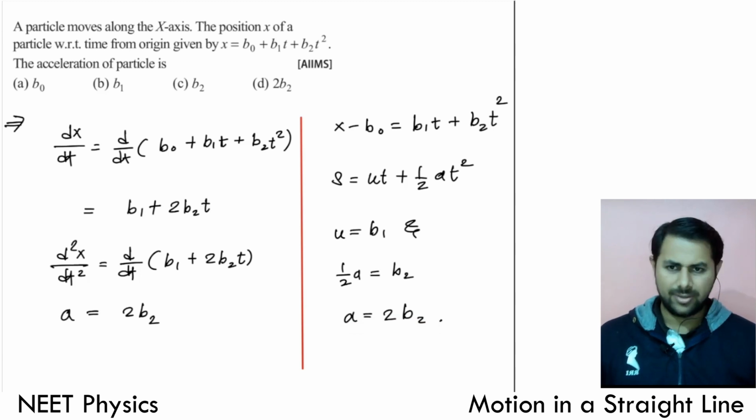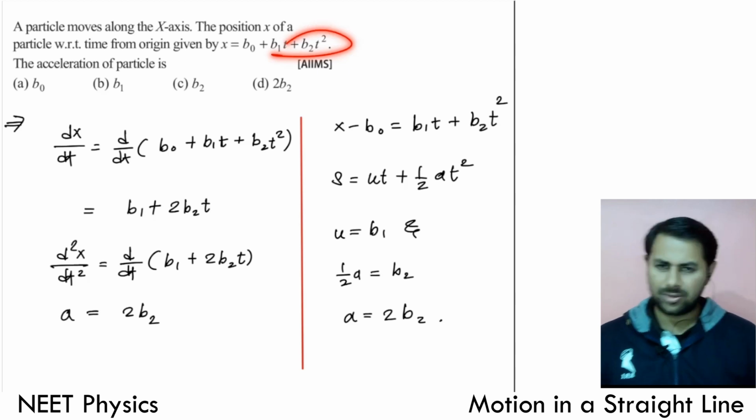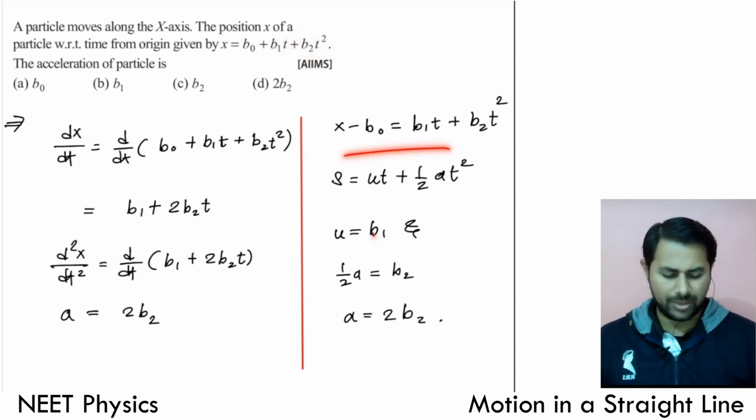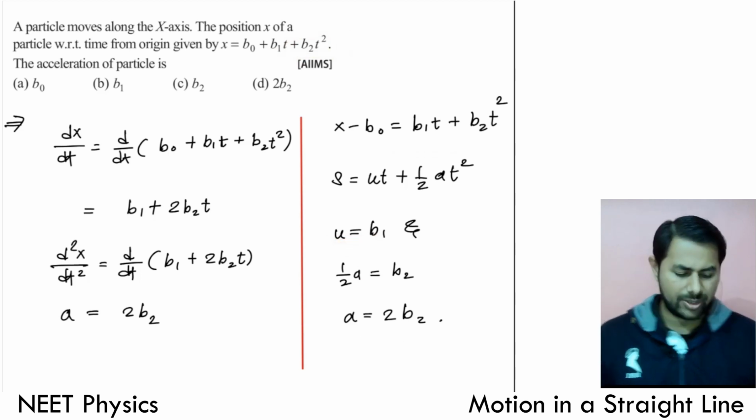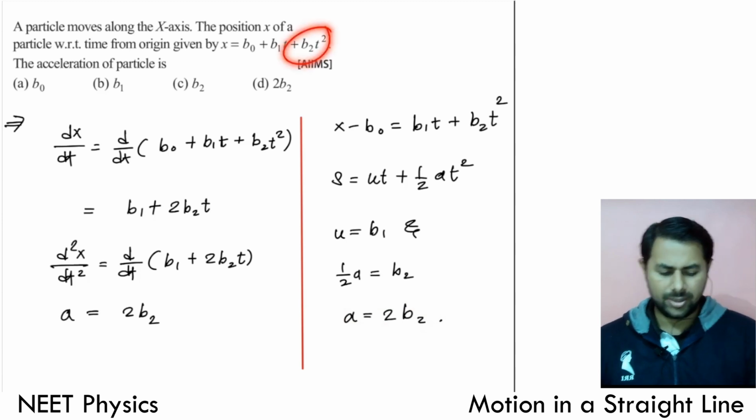Okay, so you don't even have to take two derivatives, because if you compare you get two things immediately. You get the initial velocity, and also you get the acceleration. Right, just remember this thing.